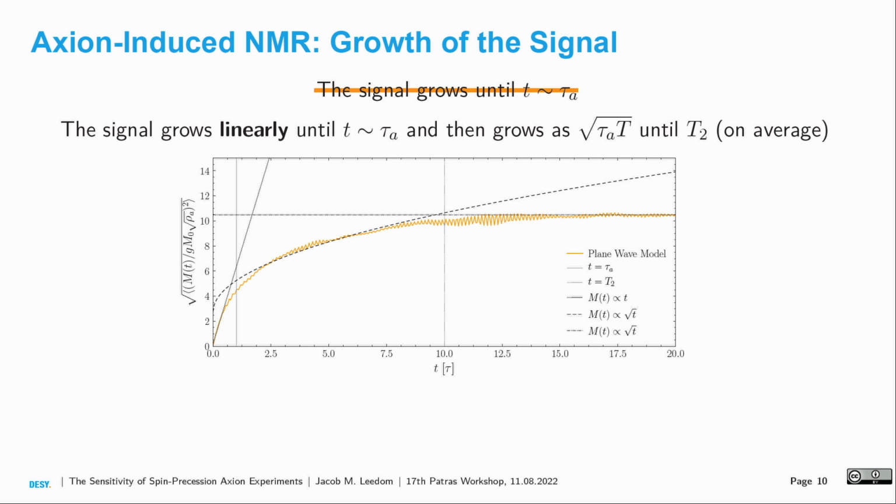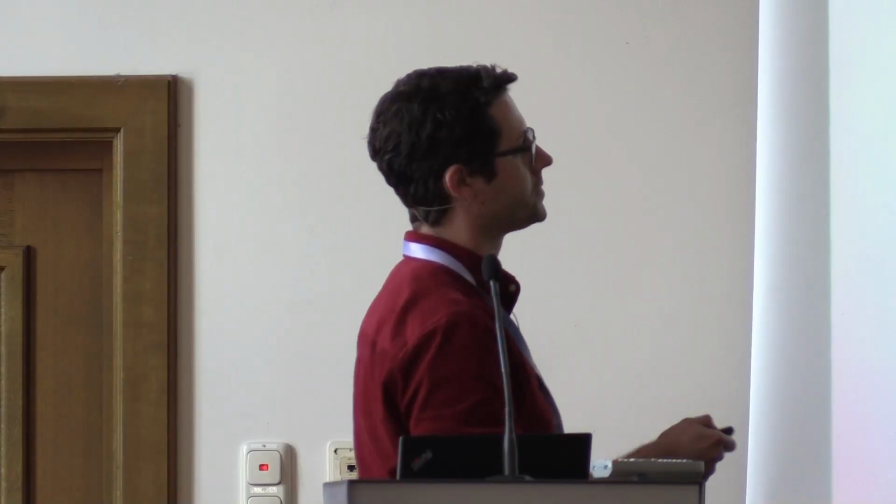This is a result from simulations where the vertical axis is the root mean square value of the magnetization. On the x-axis, I've got the time, and you'll see two vertical lines, one corresponding to the coherence time for this set of simulations, and one corresponding to T2. Then you have two other contours: one that's just a straight line with slope 1, and one that's square root of time. The point here is that the magnetization grows linearly at low times, goes through a square root behavior at intermediate times, and then saturates at T2, which is exactly what this statement is saying right here.